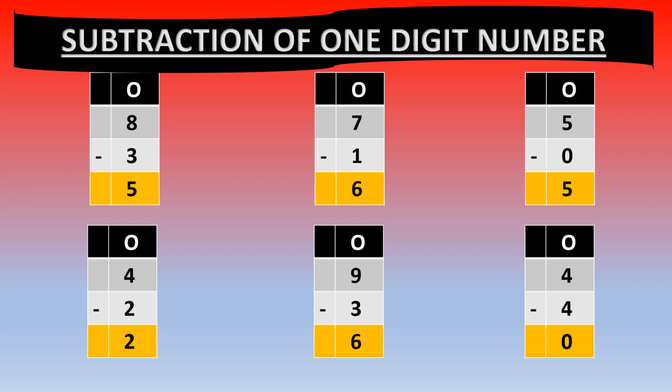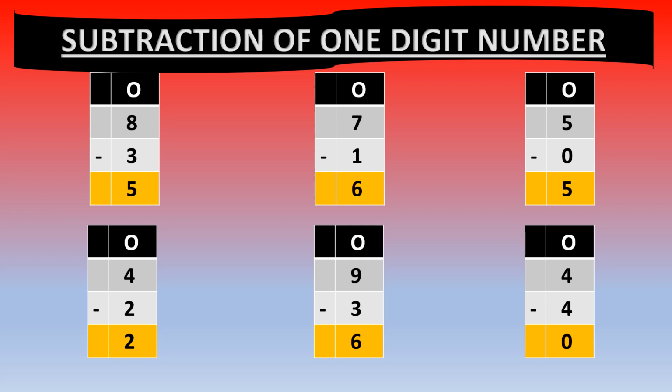Next, 7 minus 1. Children, read out numbers up to 7, then cut 1 and count the rest of the numbers that are left. That is 6. 5 minus 0 equals 5. When nothing is subtracted, then the number itself comes as the answer, 5.